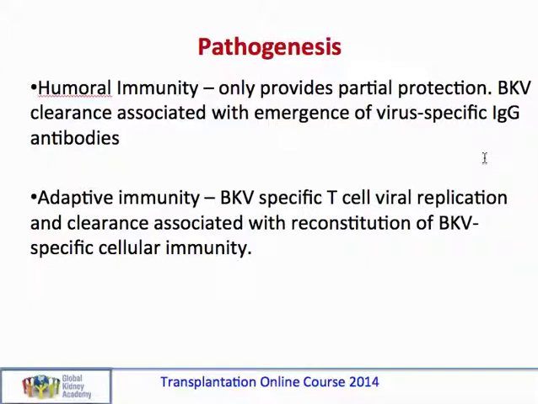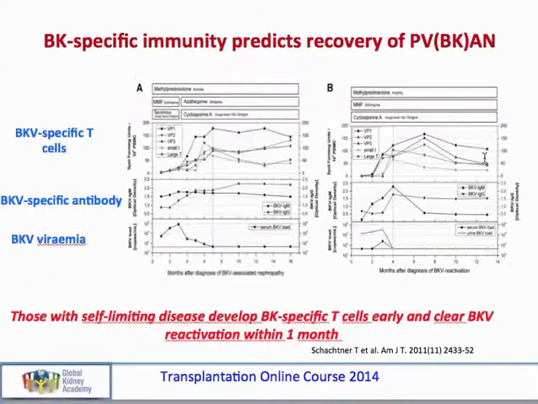Humoral immunity only provides partial protection for BK nephropathy, so BK virus clearance is associated with the emergence of virus-specific IgG antibodies, but adaptive immunity is also important, and so BK virus-specific T cells are associated with clearance of the virus. So if you like, there is a specific cellular immunity element to the clearance of the virus.